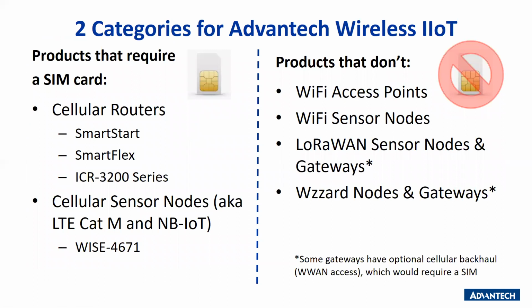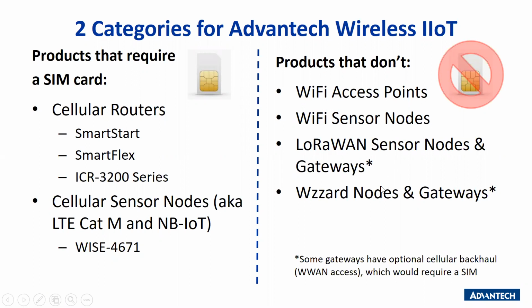I'm introducing a few new terms all at once, and that's fine. But to simplify it even more, you might just think there are two categories. There are some Advantech products that require a SIM card: the routers, and the Cat M sensor nodes on the left-hand side of this screen. And then there are some products that don't require a SIM card. These would be your Wi-Fi access points and nodes, LoRaWAN, Wizard. These don't require a SIM card.